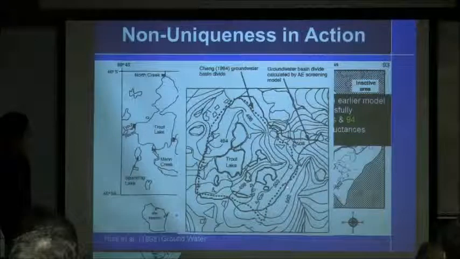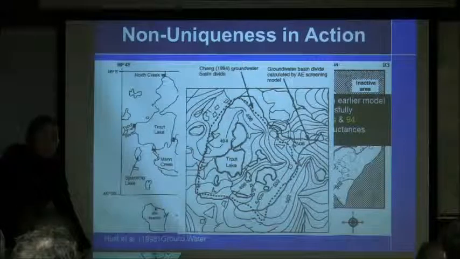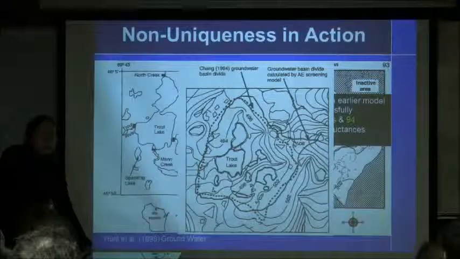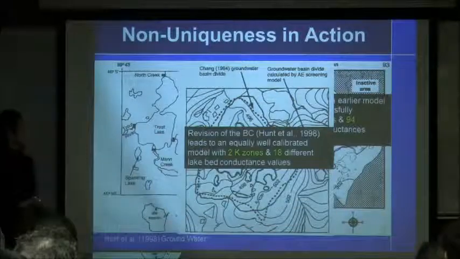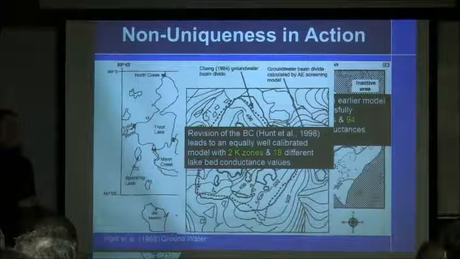They generate a new no-flow boundary. See that? It's very much similar, except here we have a no-flow boundary like that. Then, using the same objective functions and the same observation data, they successfully calibrated this model using 2 conductivity zones and 18 lake bed conductances.